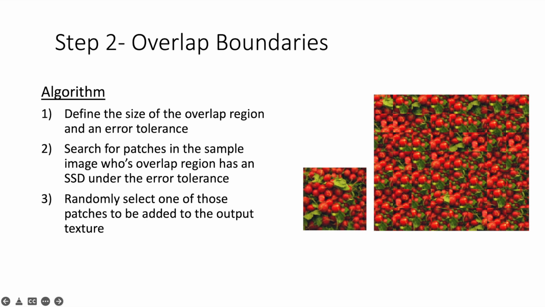If we find a patch that meets a certain threshold of similarity, we'll hang onto that patch, and then at the end, randomly select one of the patches to be added to the output texture. This creates a better result than the purely random one, but the outlines of the patches can still be seen.